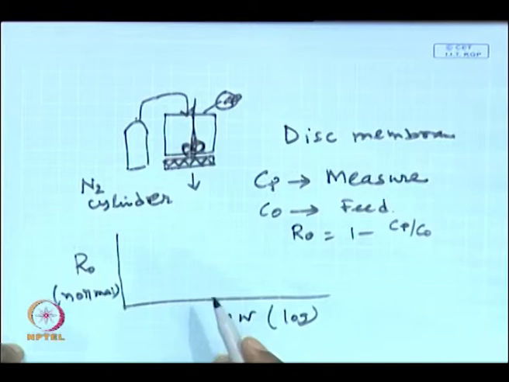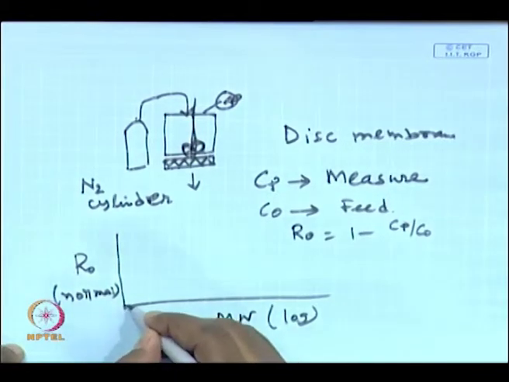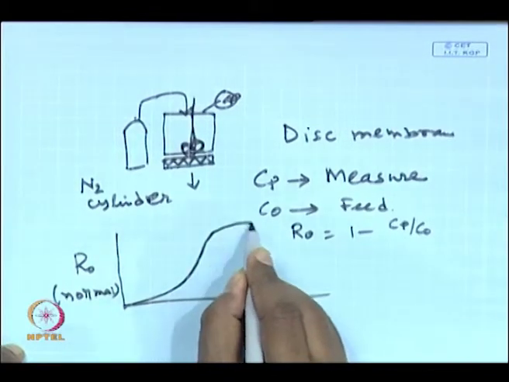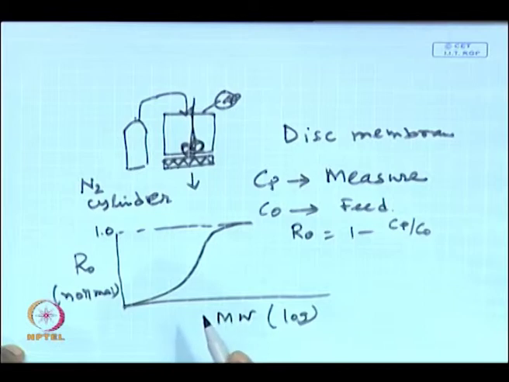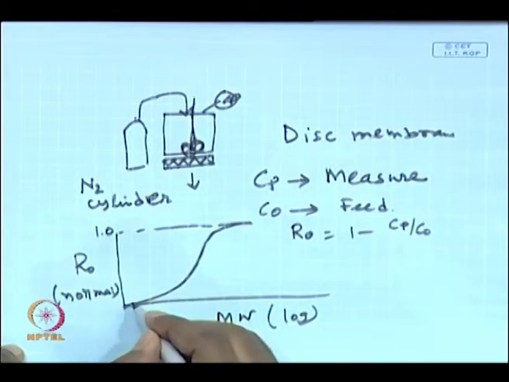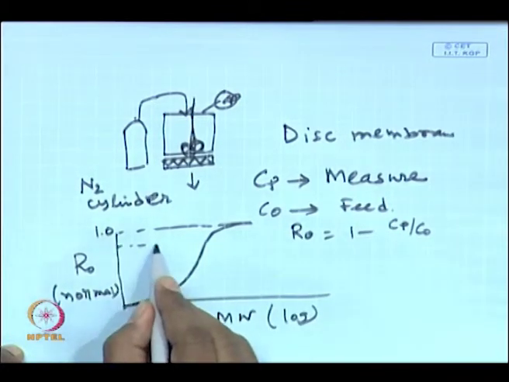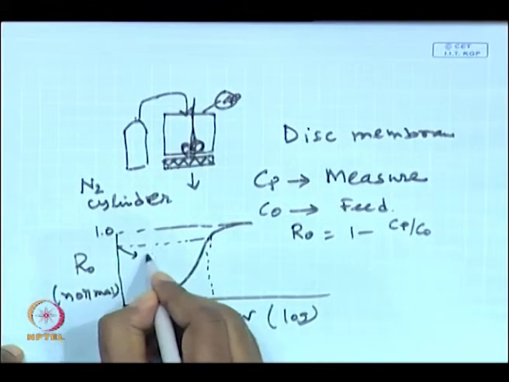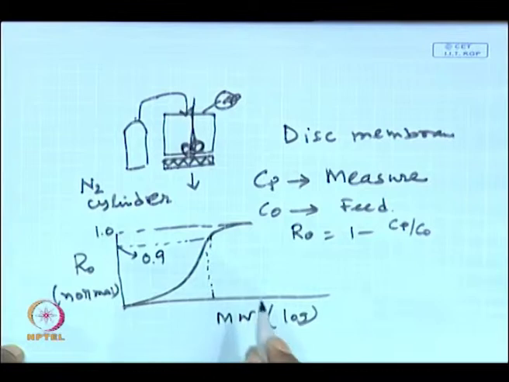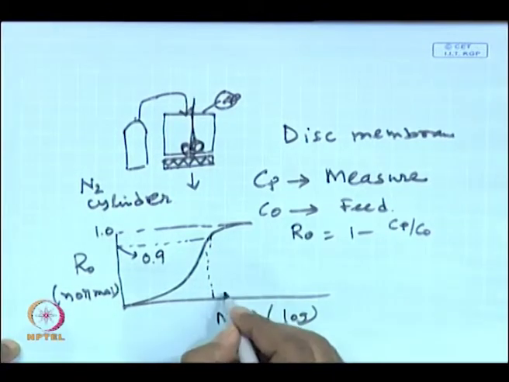Now, if you plot the observed retention versus molecular weight of the solute for that membrane, you are going to get a curve something like this. Okay. This 1 means 100% retention. Okay. There is no solute coming in the permeate. And in this S-shaped curve, the value corresponding to 90% separation is supposed to be the molecular weight cutoff of the membrane.